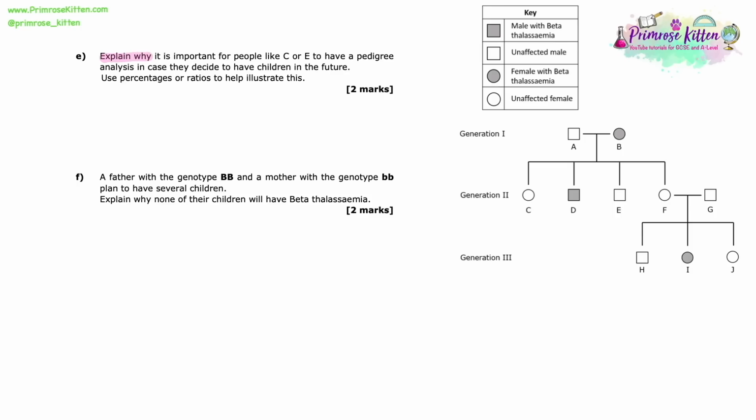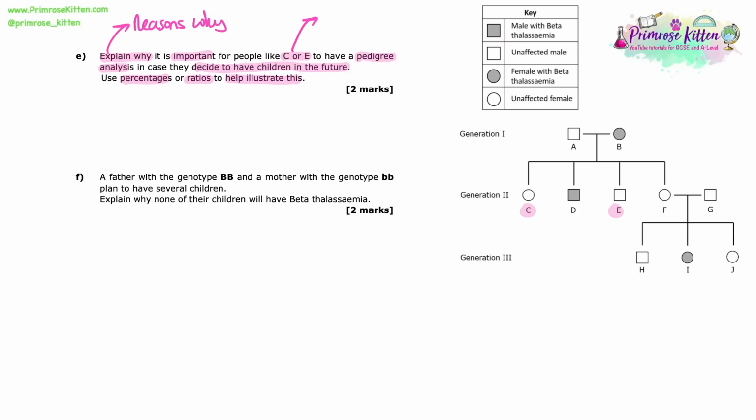Explain why it's important for people like C or E to have a pedigree analysis in case they decide to have children in the future. So we can see C and E are children of A and B, so their mum has beta thalassemia and so does their brother. It says use percentages or ratios to help illustrate this. So we're going to need to explain what the percentage chance might be of them passing it on depending on what the analysis shows.